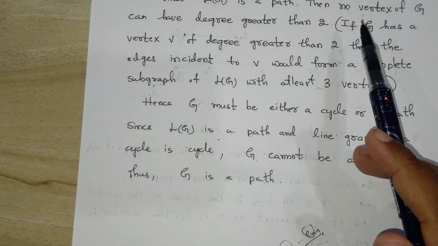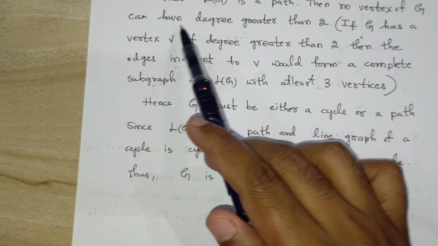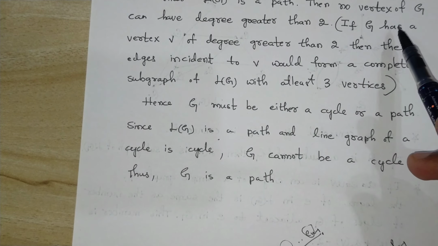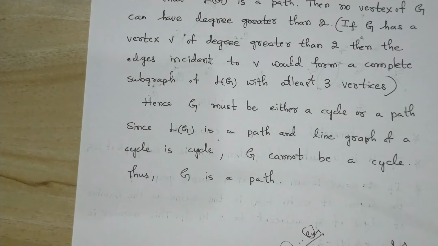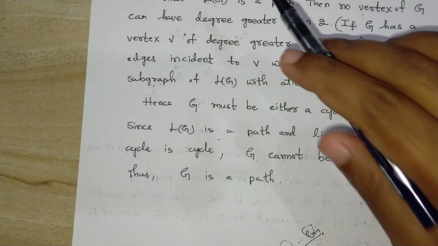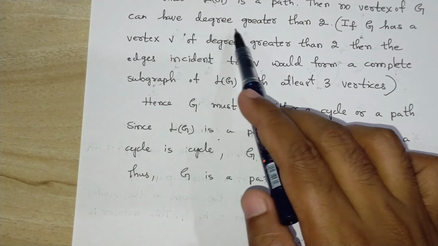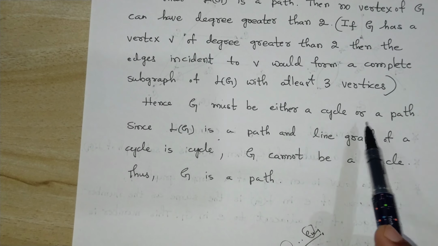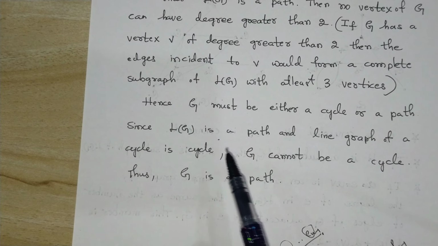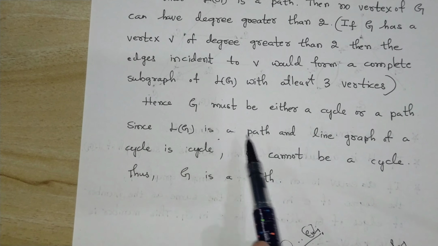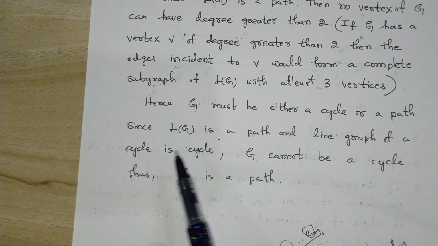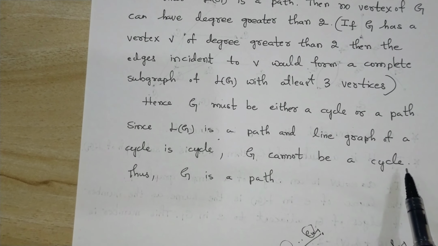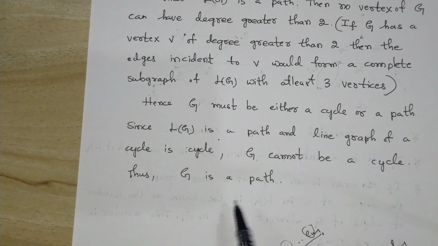What happens if G has a vertex of degree greater than 2? Then that will contradict the fact that L of G is a path. That's why no vertex of G can have degree greater than 2. So hence G must be either a cycle or a path. Since L of G is a path and the line graph of a cycle is a cycle, we can say that G cannot be a cycle. Thus G must be a path.